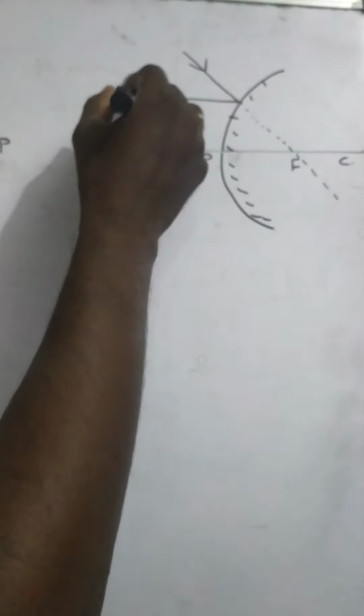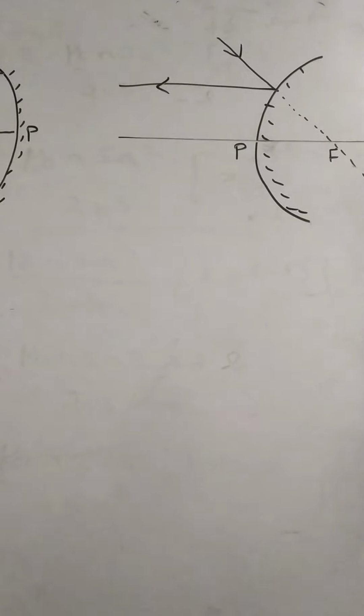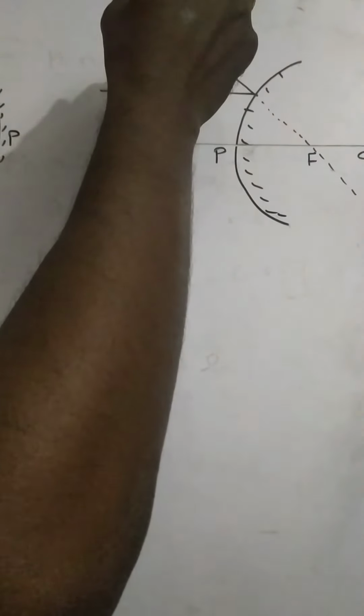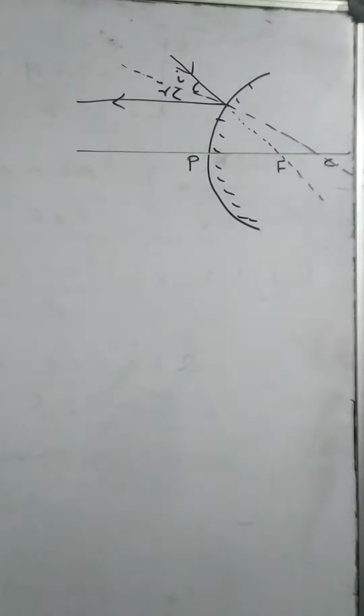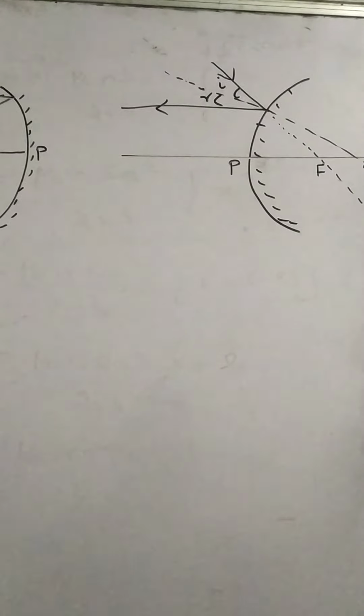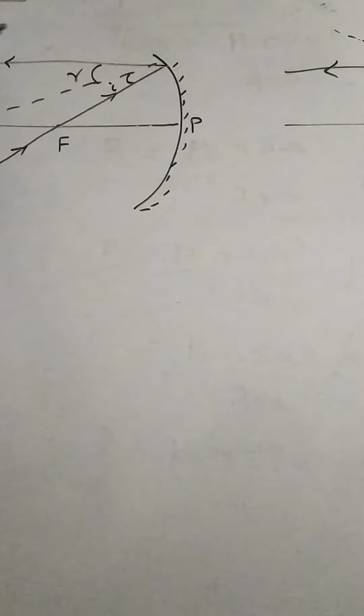A ray passing towards the focus, after the reflection, passes parallel to the principal axis. Then we draw the normal line towards the center of curvature. The angle between the incident ray and the normal line is i. The angle between the reflected ray and the normal line is r. So a ray passing towards the focus, after the reflection, passes parallel to the principal axis.